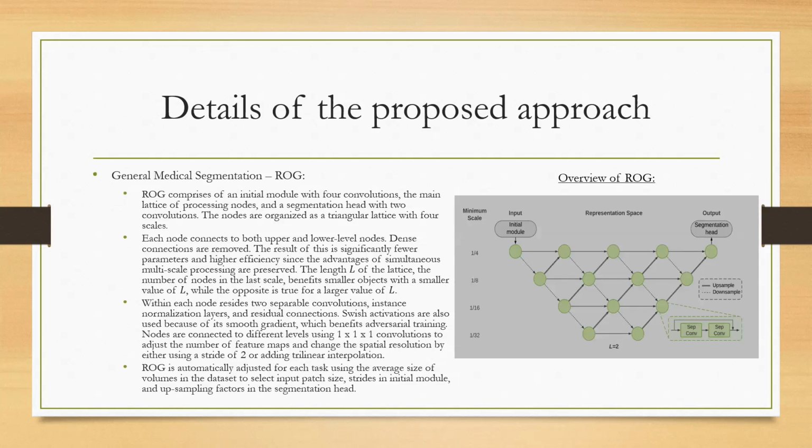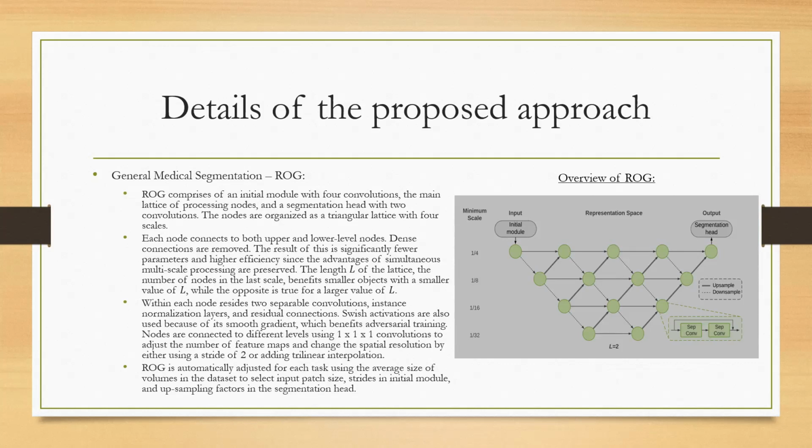All right, so moving on to the details regarding the ROG architecture. This architecture is arranged in this triangular lattice-like arrangement. It's composed of processing nodes, which are those little green circles, and on the top left we have an initial module that takes in the input, and on the top right we have the segmentation head, which returns the output. Each processing node is connected to the upper and lower level processing nodes, as you can see. The architecture doesn't use any dense connections, which obviously results in fewer parameters and better efficiency.